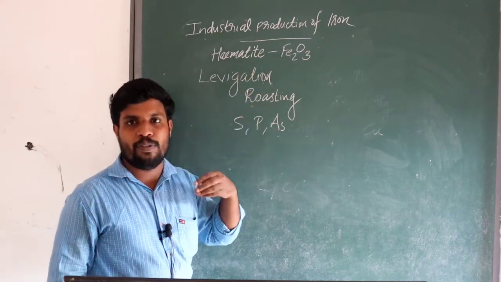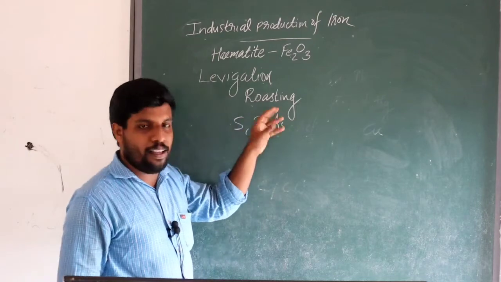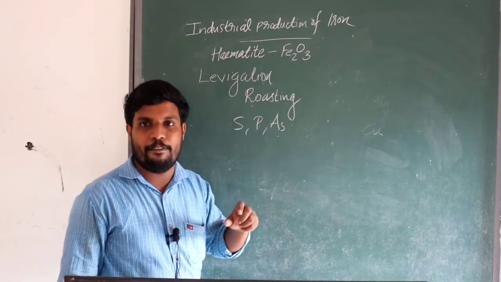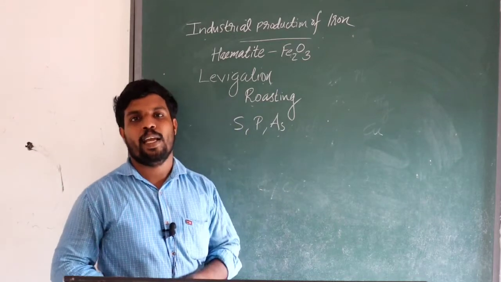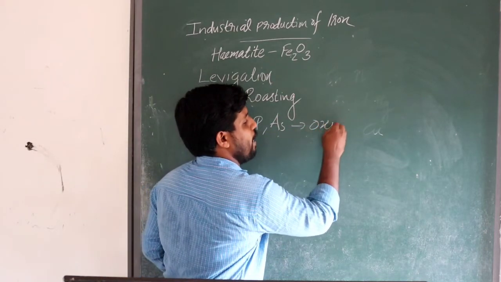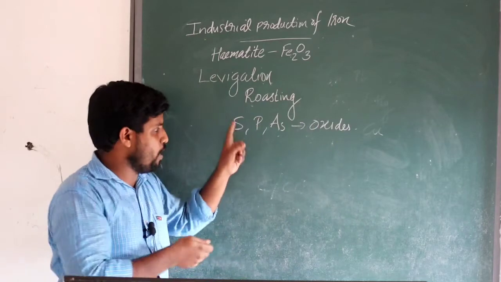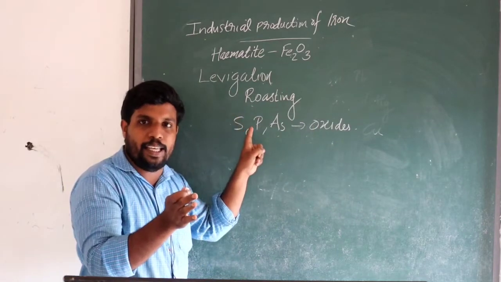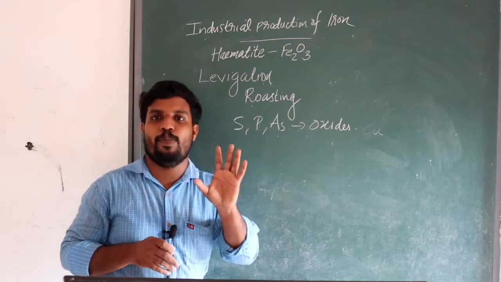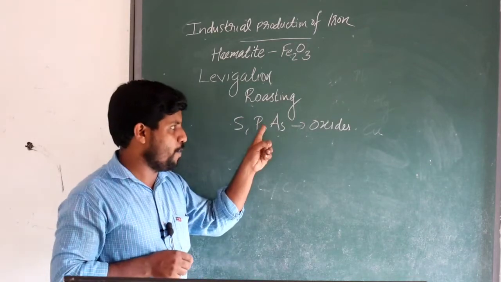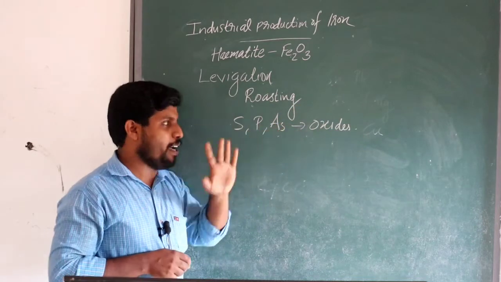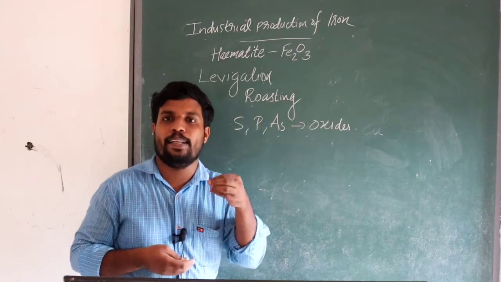After levitation, some of the impurities are lost. Then after roasting, the water is lost in the form of water vapor. Then the ore contains sulfur, phosphorus and arsenic as impurities. These impurities are lost in the form of their oxides. By passing oxygen and heating, sulfur is formed as what? Sulfur dioxide. Sulfur dioxide is a gas that will be lost from the ore, and phosphorus forms phosphorus pentoxide, which is also a gas and will be lost from the ore. Likewise, arsenic oxide will be formed and lost from the ore.